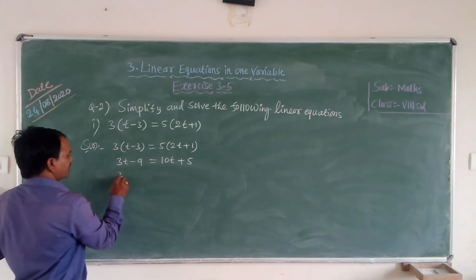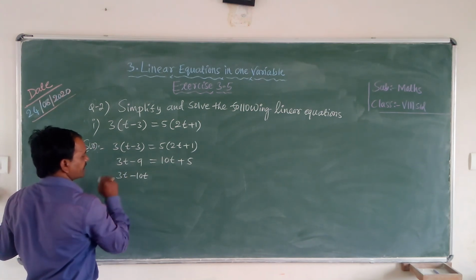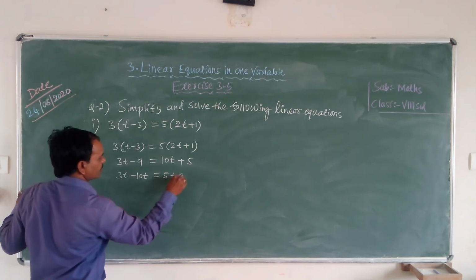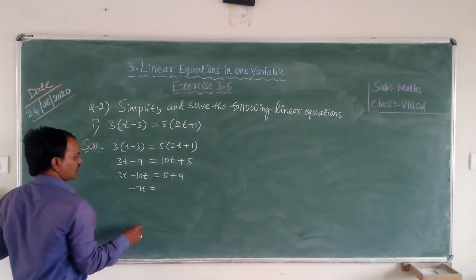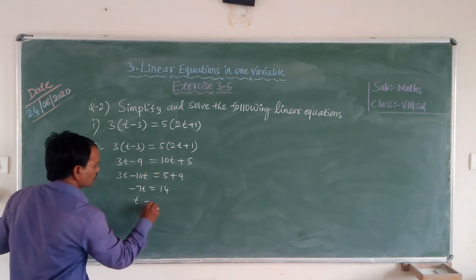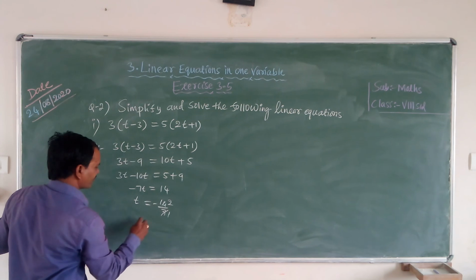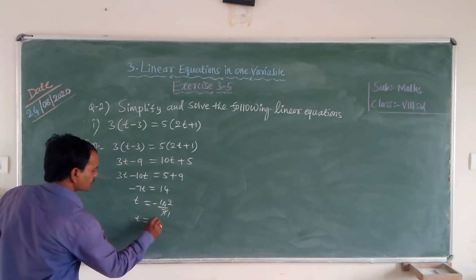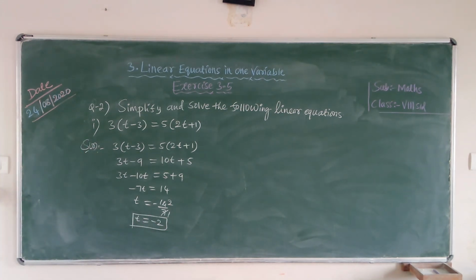So 3t minus 10t, transfer it, is minus 9t. So 10t is equal to 5 minus 9, transfer to the other side plus 9. So minus 7t is equal to 14. 9 plus 5 is 14. Then t is equal to minus 14 by 7. 7 1s are 7, 7 2s are 14. So t is equal to minus 2. So like this we have to do the problem. Do you understand, my dear students?